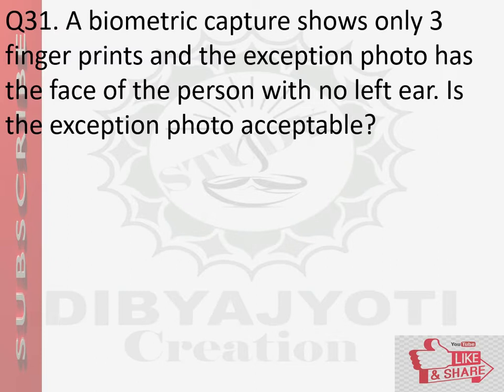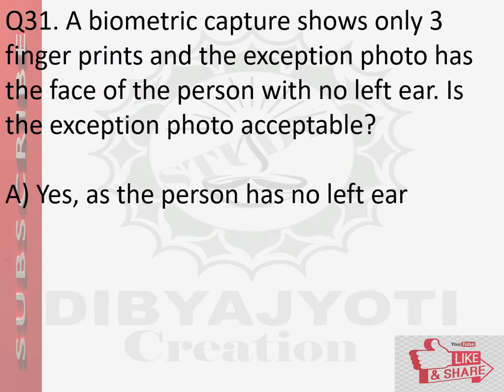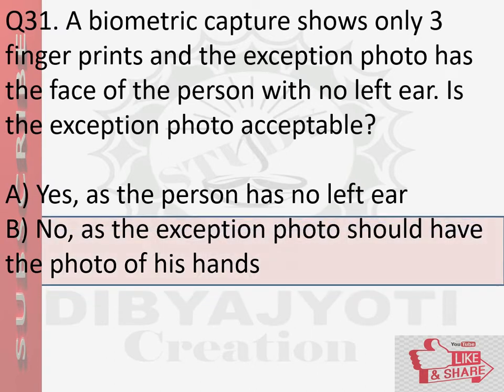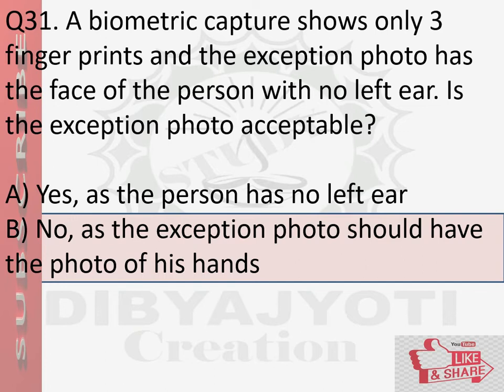Then next, a biometric capture shows only 3 fingerprints and the exception photo has the face of the person with no left ear. Is the exception photo acceptable? Options are: option A, yes. Option B, no. And answer is no, as the exception photo should have the photo of his hands.